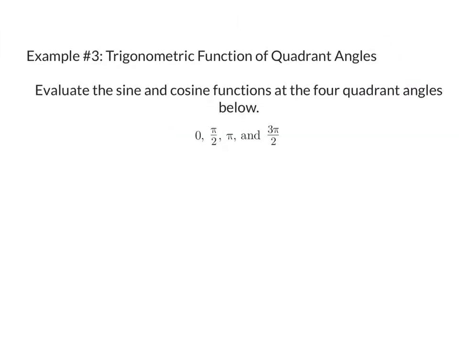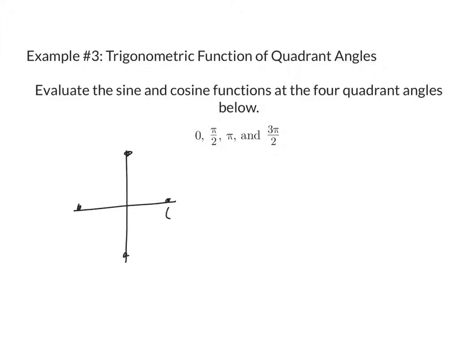So in example 3, it says to evaluate the sine and cosine functions at the 4 quadrant angles below. It says 4 quadrant angles. I typically say that these are the ones that fall on the axis. And so I'm going to rewrite our axis and what those ordered pairs are. That will be a little bit easier for us to answer.